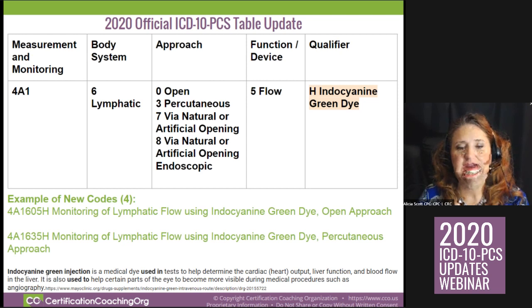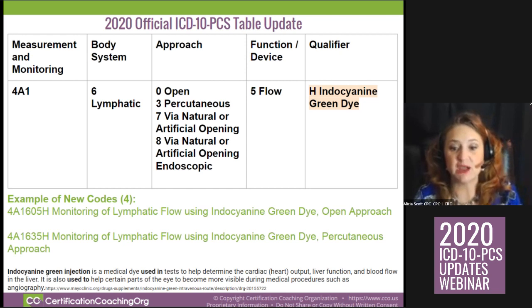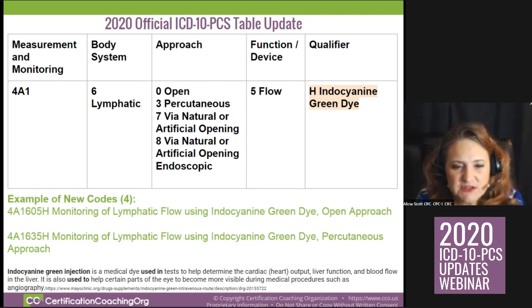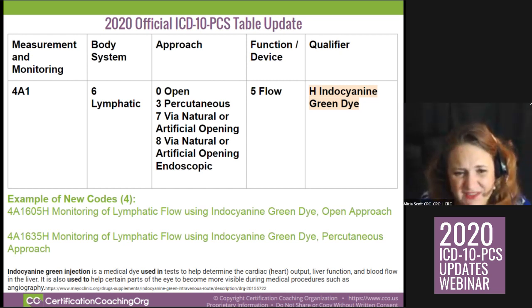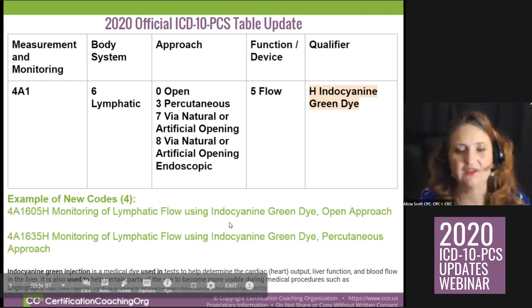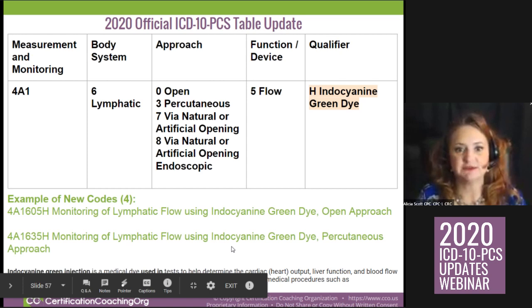That it is this chemical, this green dye, that's used to look at cardiac output, but not just cardiac output. It works with liver function, blood flow to the liver, and they also do parts of the eye, which I was not aware of at all. So parts of the eye become more visible during medical procedures such as an angiograph. So not parts of the eye itself. I don't think they actually put it in the eye. I think they make it easier for the eye to see. Yeah, that's what it was. I misread that. Anyway, I thought that was cool.